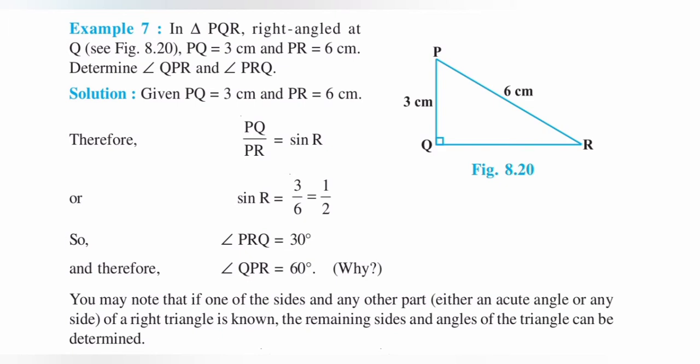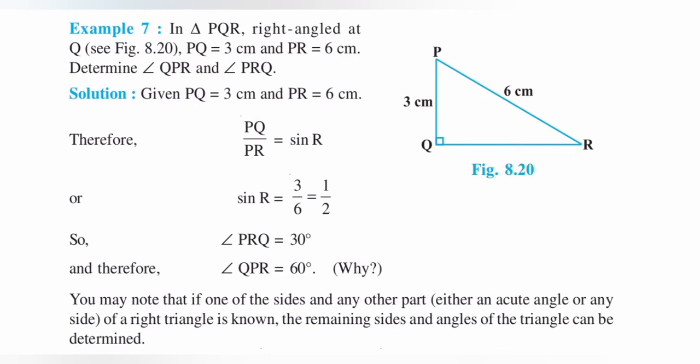Consider another example. In triangle PQR, right angled at Q, PQ is equal to 3 cm and PR is equal to 6 cm. Determine angle QPR and angle PRQ. Okay, so in the figure, PQ is given 3 cm, PR is given 6 cm. You are asked to find angle P and angle R.